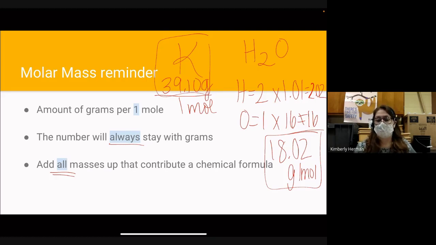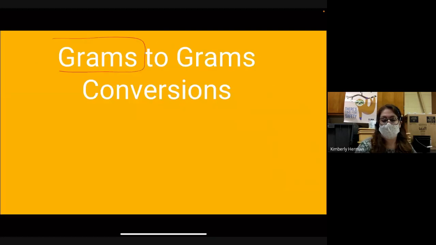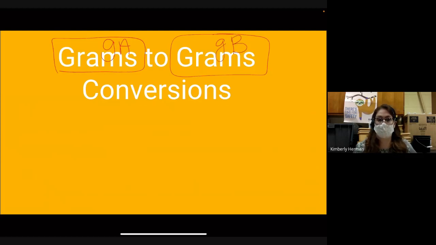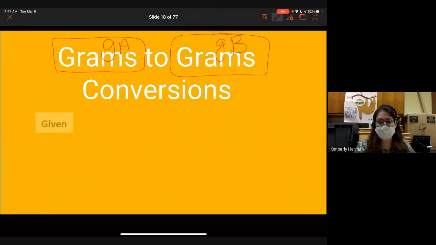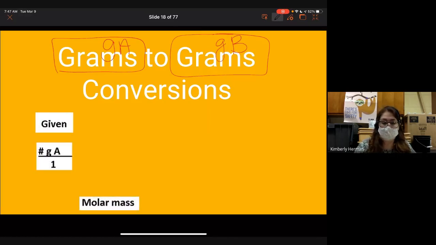So if we're looking at a grams to grams conversion, that means we're going from grams of A to now grams of B. And this is the more practical part of it, but you have to know what a mole conversion is before we can introduce this grams to grams part. So always start with your given. That's going to be the number from the problem here. So don't forget that's going to come from our problem and it's going to lead us to where we're going to start.